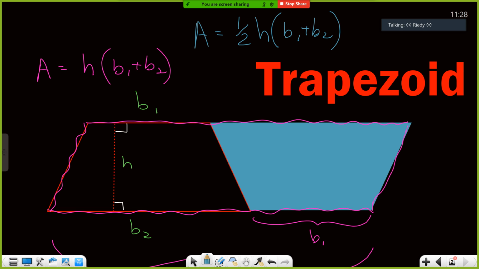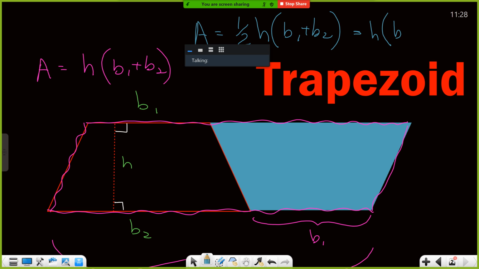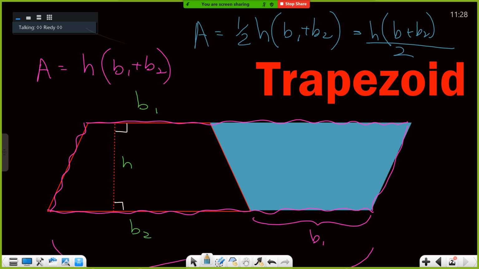So the pink is the area of that parallelogram we get by flipping the trapezoid. The formula that we want has the 1/2 because the parallelogram is double the area of the trapezoid, so I have to multiply it by 1/2 or divide by 2. It doesn't matter. If you prefer, you could do h times (b1 plus b2) divided by 2. It's the same thing. Nobody cares. Okay?